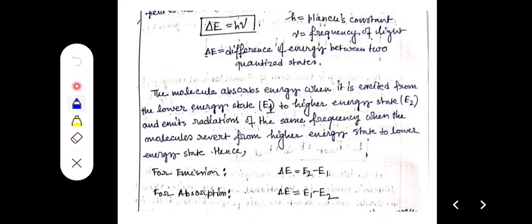Now always remember, we always talk about energy, but actually what is energy? Can you give the answer?